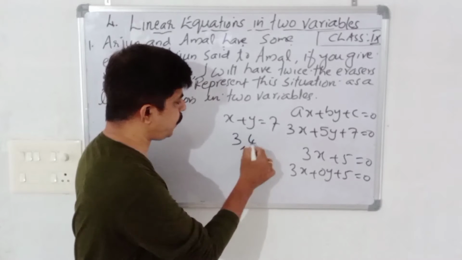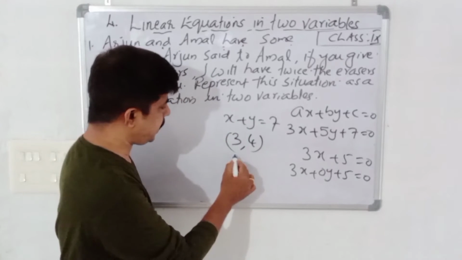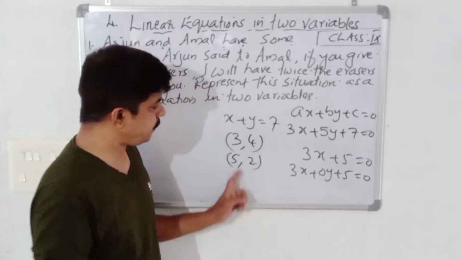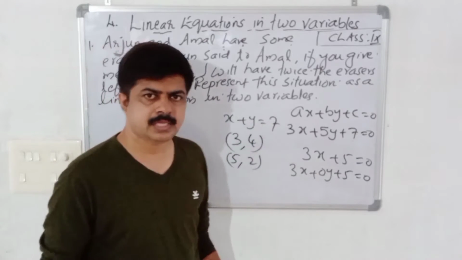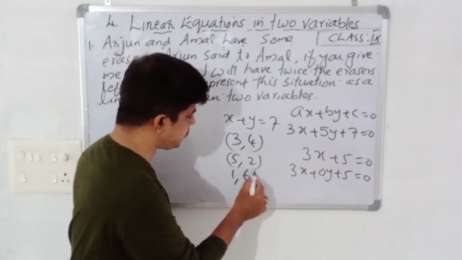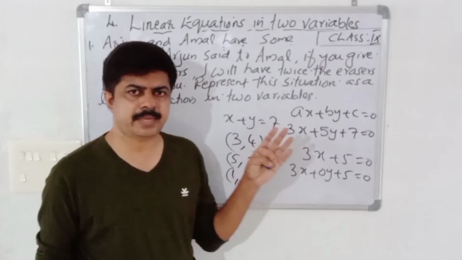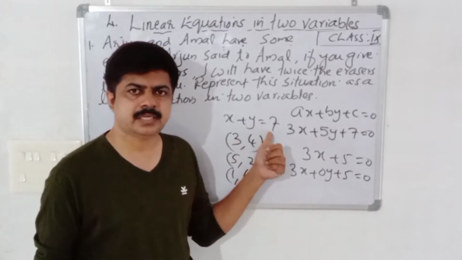For example, 3 and 4. This is a solution of this equation because 3 plus 4 is equal to 7. Another solution, 5 and 2. 5 plus 2 is equal to 7, which makes both sides of the equation equal. Another solution, 1 and 6. There are infinitely many solutions. We have infinitely many solutions for a linear equation in two variables.